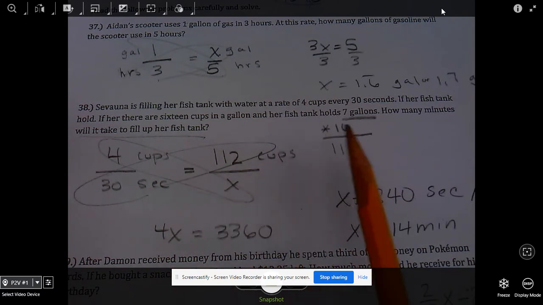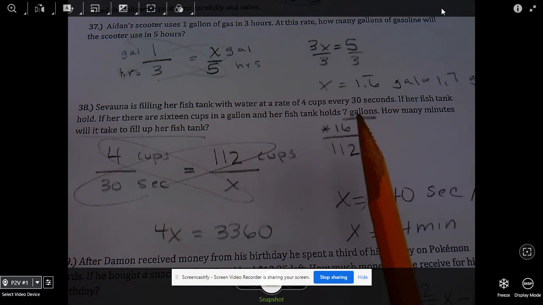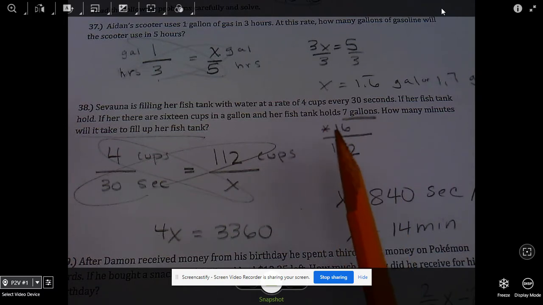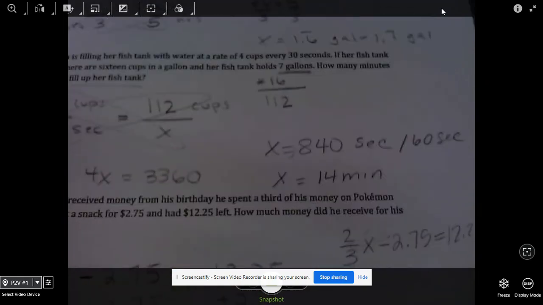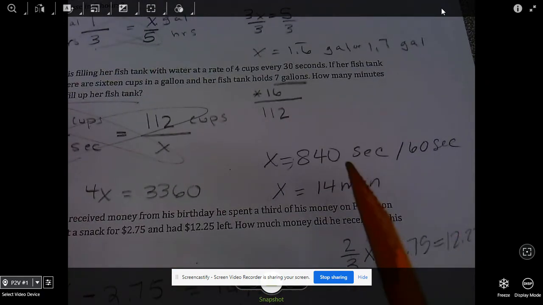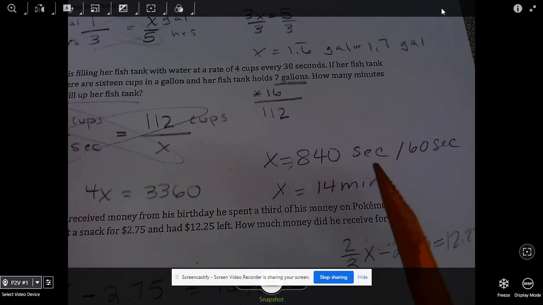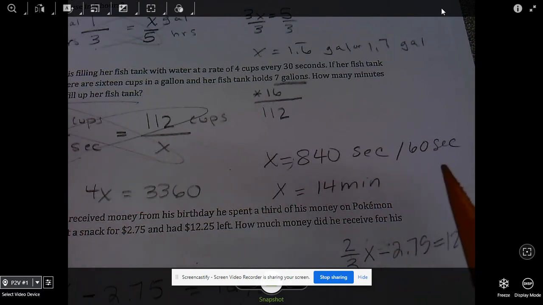So we need to figure out how many cups she has. She has 7 gallons. If for every gallon it's 16 cups, we multiply by 16 to get 112 cups. I couldn't put gallons here because they wouldn't be the same unit of measurement and my answer wouldn't be correct. So here we're going to put X for seconds. Okay, cross multiply and you'll get 840 seconds. But we really don't measure by seconds, so we're going to divide by 60 and get 14 minutes.